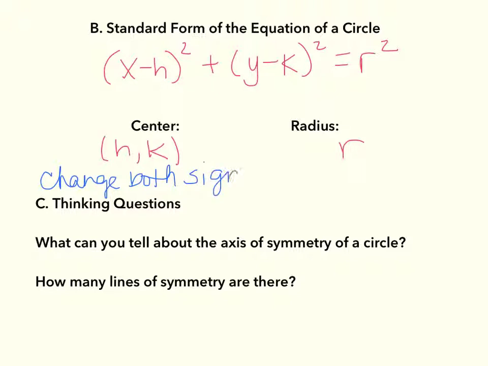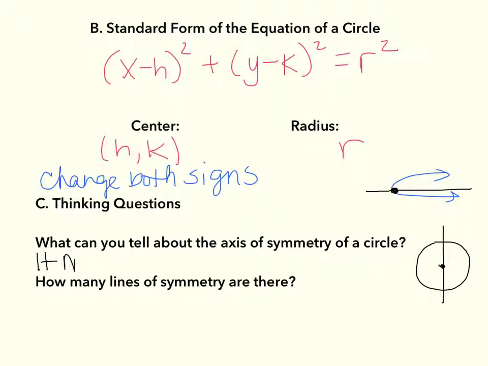Okay, so some things to think about. An axis of symmetry. When we've been working with the parabola, your axis of symmetry cut right through the vertex, right through the middle of your parabola. Cut it into two equal halves. An axis of symmetry with a circle is still going to cut that circle into two equal halves, but now it's going to go through the center. So an axis of symmetry with a circle must pass through the center.